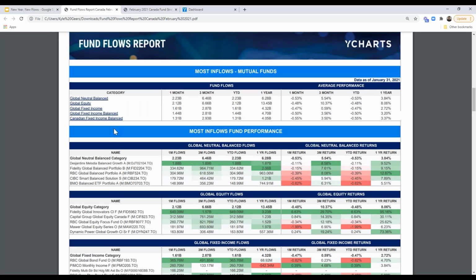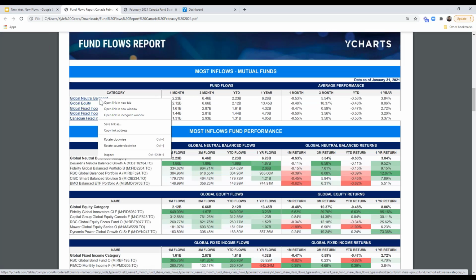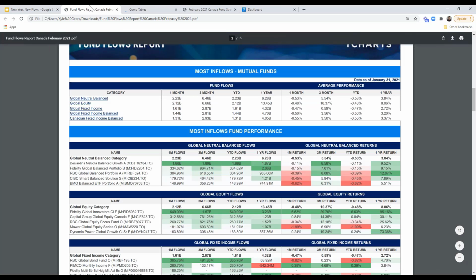One nice thing about this report is it's actually interactive. So I can come in here and take a look for global neutral balance, for example, and you can click on it and it links to a list in YCharts. I'm a fan of right-clicking on it and opening that link in a new tab just to keep what I have here in the report.